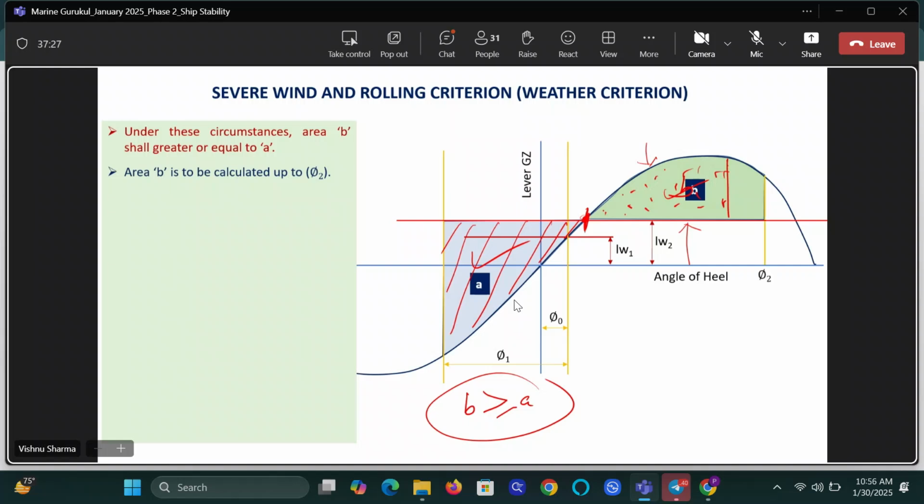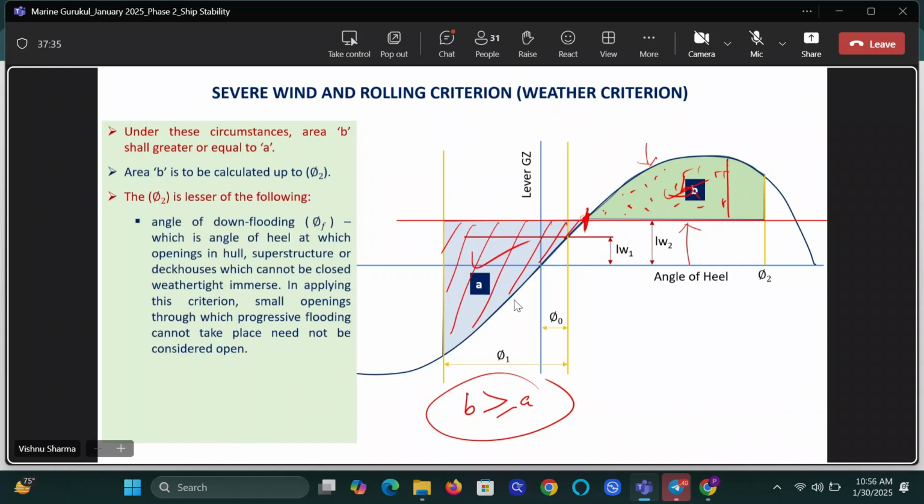And what is phi 2? Phi 2 will be the least of the three options. One, angle of downflooding, theta f, or angle of flooding, whatever you want to call it. Second, 50 degrees, guys, not 40 degrees this time, it is 50 degrees. And the third is the second intercept of the righting arm curve with the LW2.